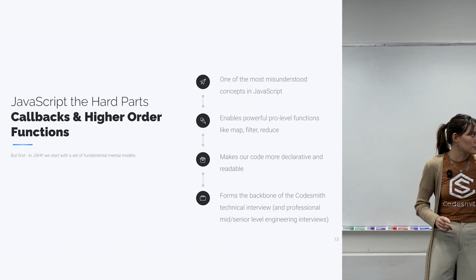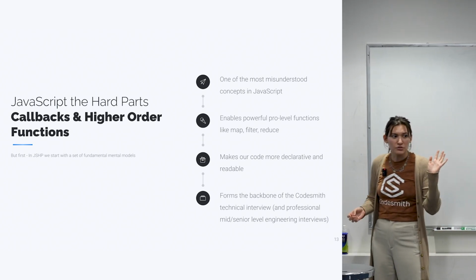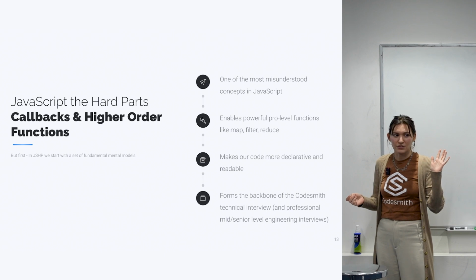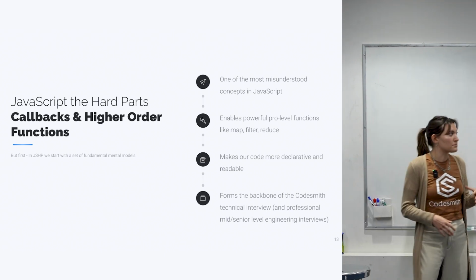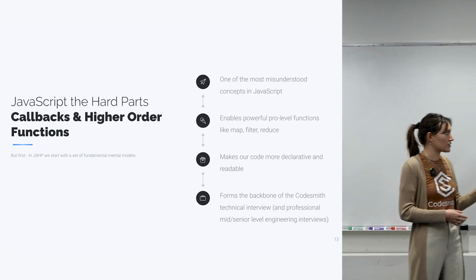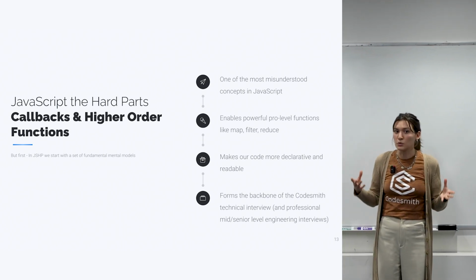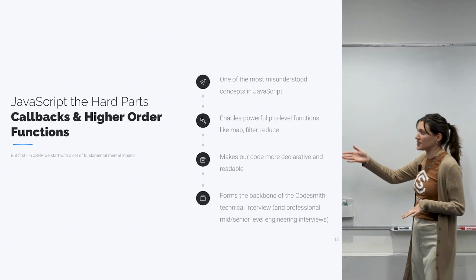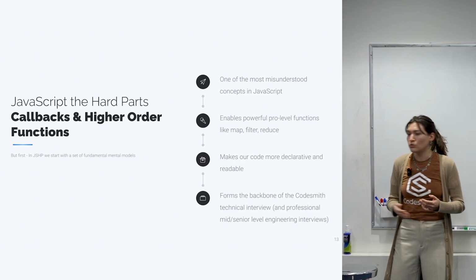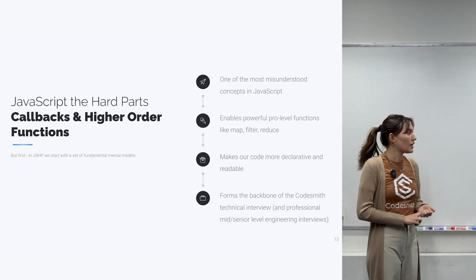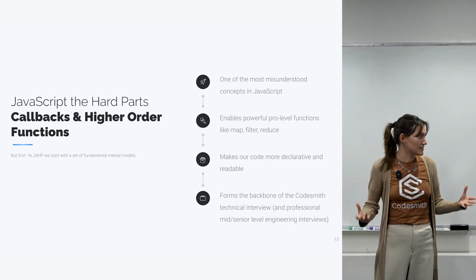It also enables these functions like map, filter, reduce. Does anyone use these functions, map, filter, reduce, these array methods? A couple people. These are built on the concept of callbacks and higher order functions. So having an understanding of callbacks and higher order functions will allow you to further understand how these array methods work under the hood. It makes our code more declarative, more readable. As we go through some examples, you'll see why this is exactly.